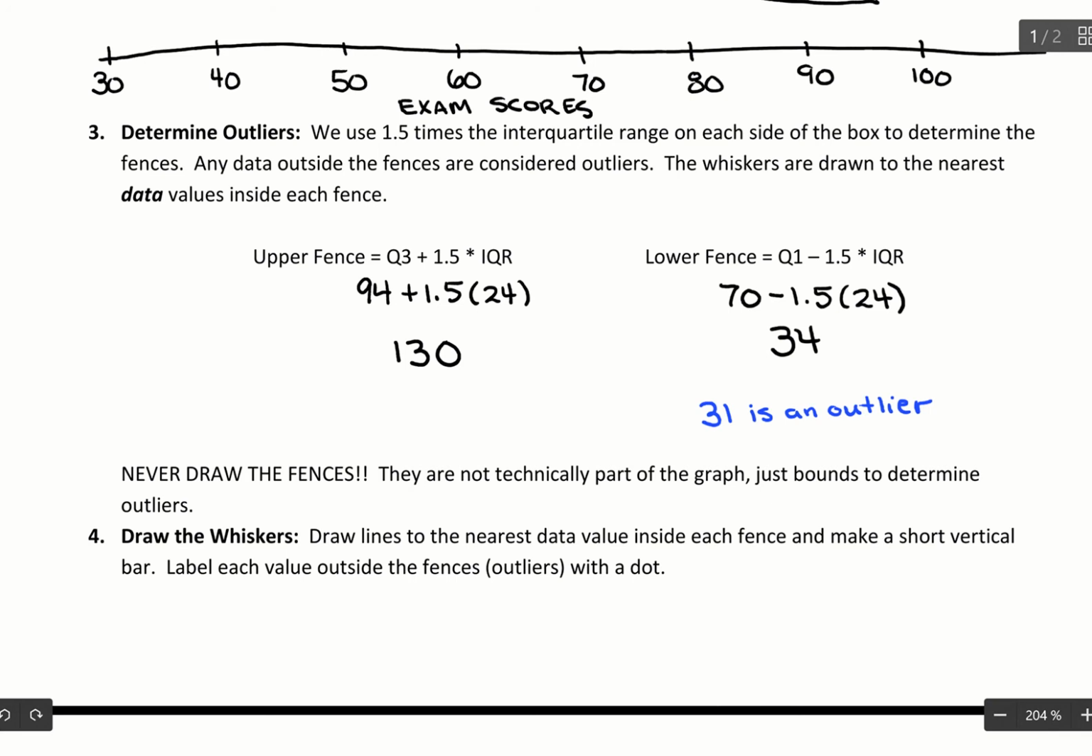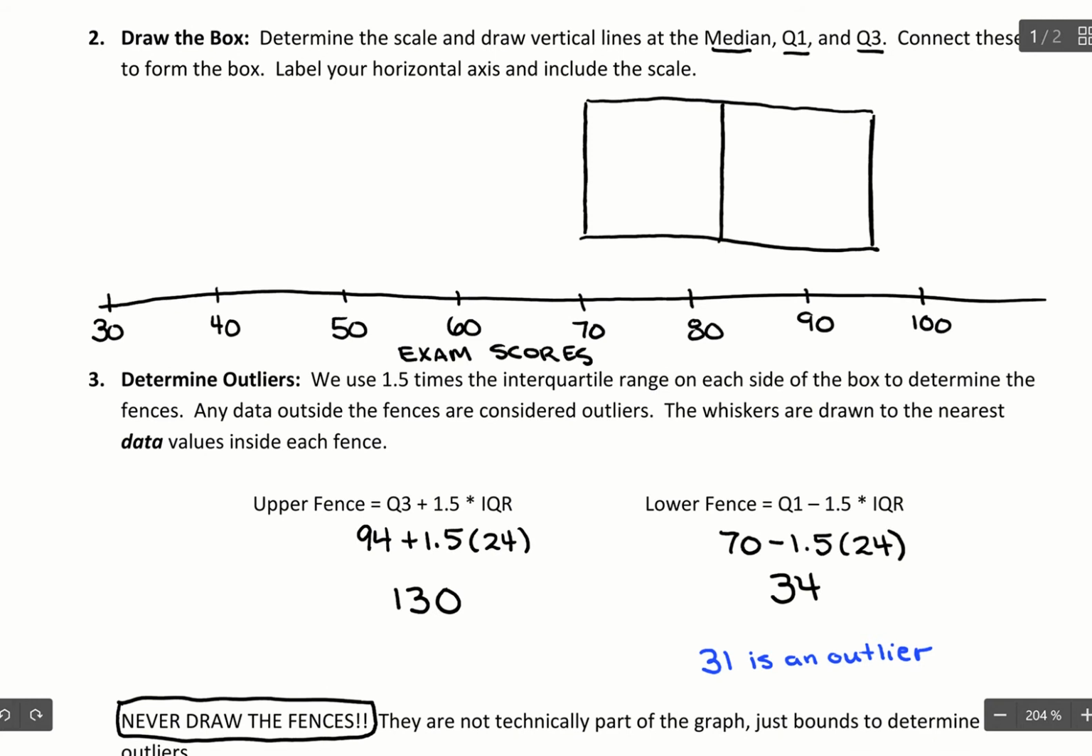The fences are just imaginary lines that tell us what's an outlier and what isn't. These numbers, you never want to draw these on the box plot. They're not actually part of our data. Our box plot's just going to be displaying data from our actual set. So these numbers are just to help us out as kind of guidelines, but that's it.